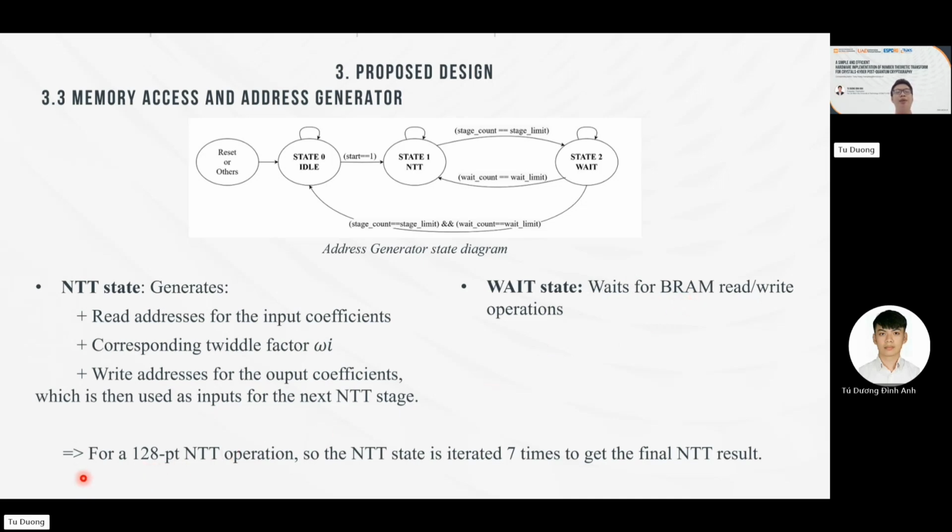For CRYSTALS-Kyber, we need to do a 128-point NTT operation. So the NTT state needs to be iterated 7 times so that we can get the final NTT results. And from our testing, we can see that the address generator helps to reduce the operating time and the latency significantly.